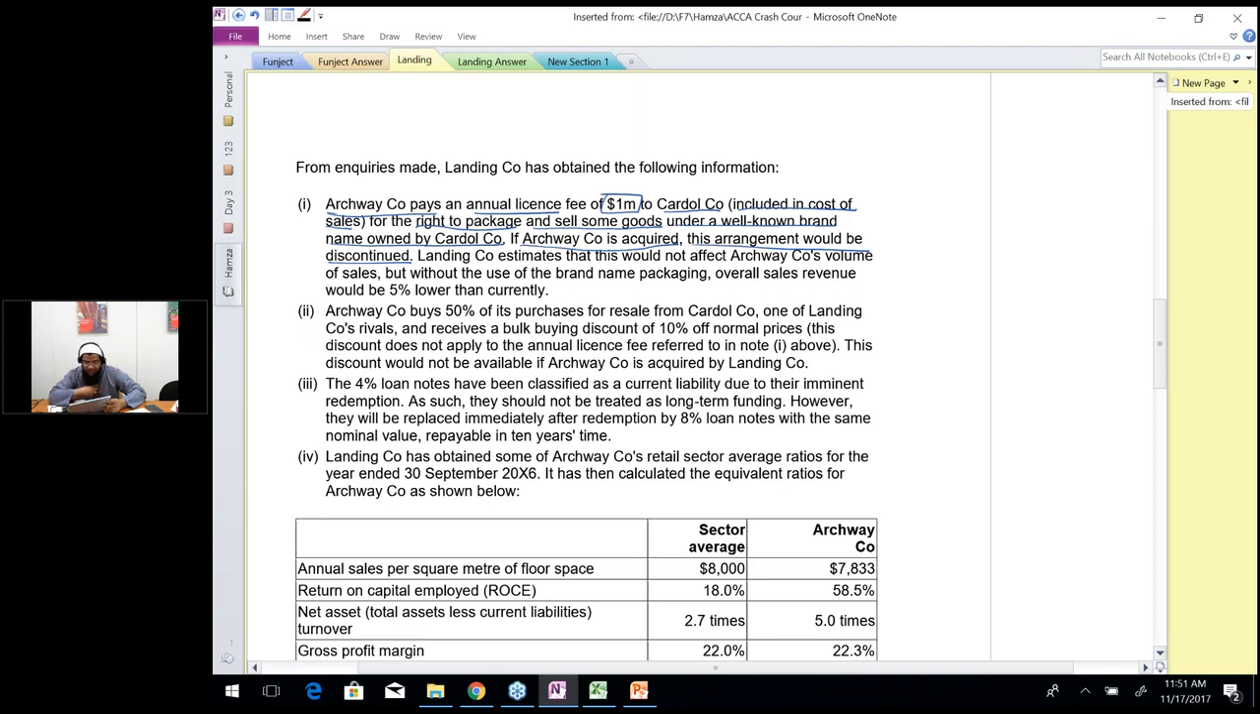So if I am the company who is going to acquire, I'm the landing company. If I acquire Archway Company, this arrangement will be discontinued. So $1 million of the license cost will be saved. So if we are saving this, the cost of sales would reduce by $1 million. Landing company estimates that this would not affect Archway Company's volume of sales, but without the use of the brand name, packaging overall sales revenue would be 5% lower than currently. So revenue is actually going to be decreased by 5%.